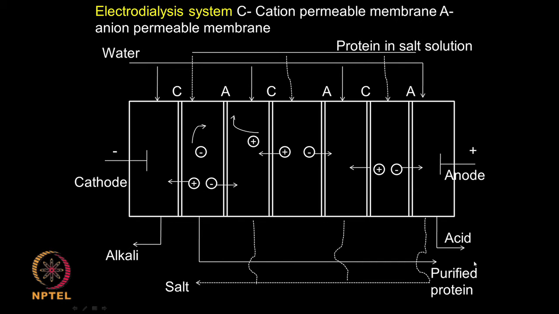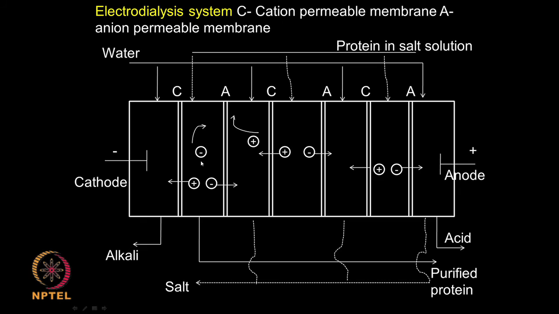So, we can collect the purified protein and the salt solution in alternate compartments. Or, if we want to desalinate water using this type of electrodialysis unit, we can get pure water from one set of compartments and saltish or brackish water from the other set. So, this can also be used for desalination of water, especially if you have an electrical power generating system there, then this type of electrodialysis is very good instead of going for RO.